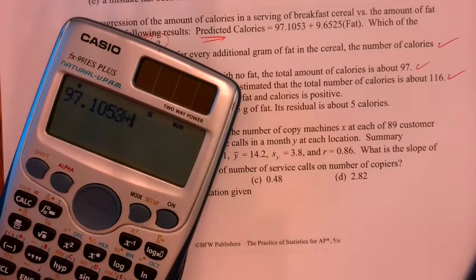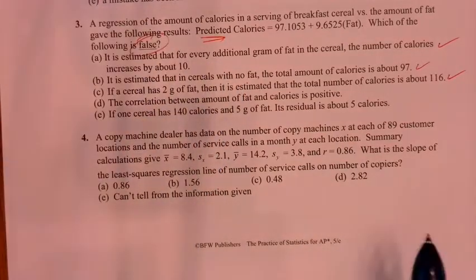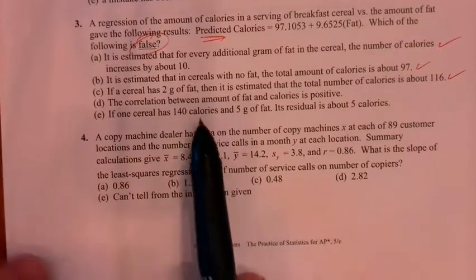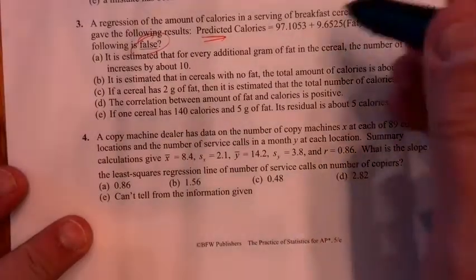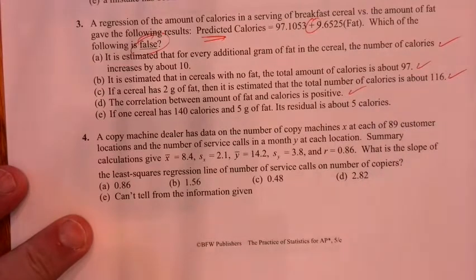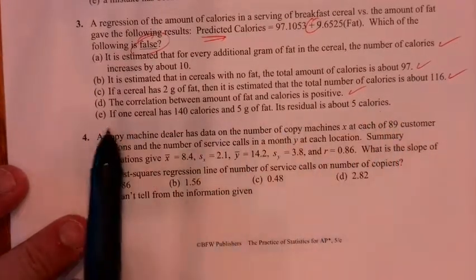97.1053 plus 9.6525 times 2 gives me 116.4-ish. That works. The correlation between the amount of fat and calories is positive. Yes, because the slope is positive. So that only leads this. So why is this false?